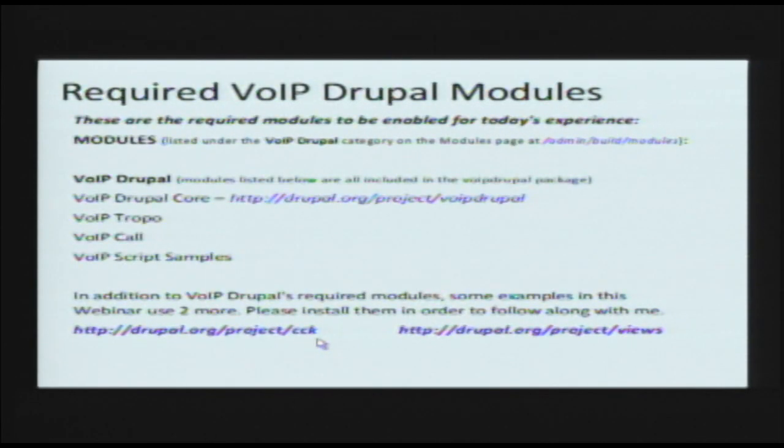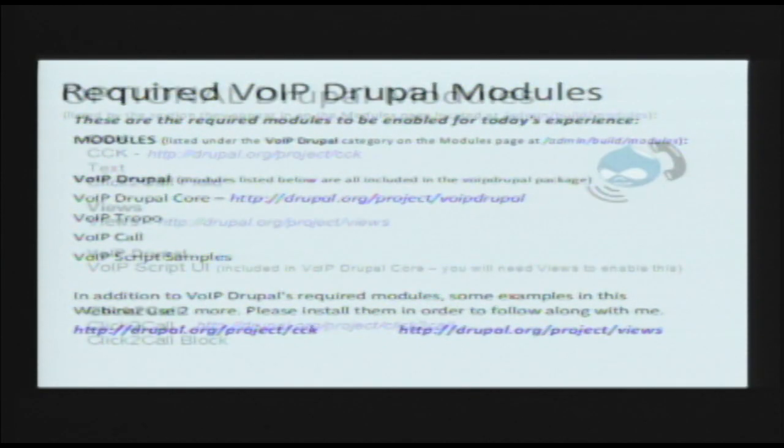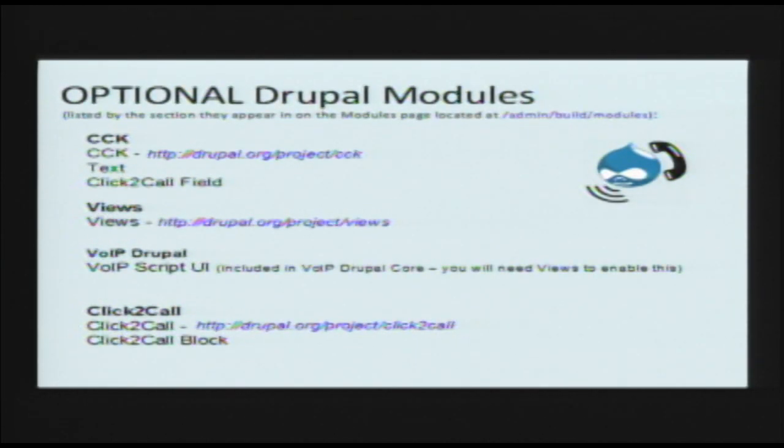You'll also need 2 standard Drupal modules, CCK and Views. Most Drupal sites already have those installed. People can't seem to live without them. I can't either. So the optional modules are CCK, and within CCK, we'll be enabling the text module and the click-to-call field, which allows you to add a little click-to-call input field on any node in your site.